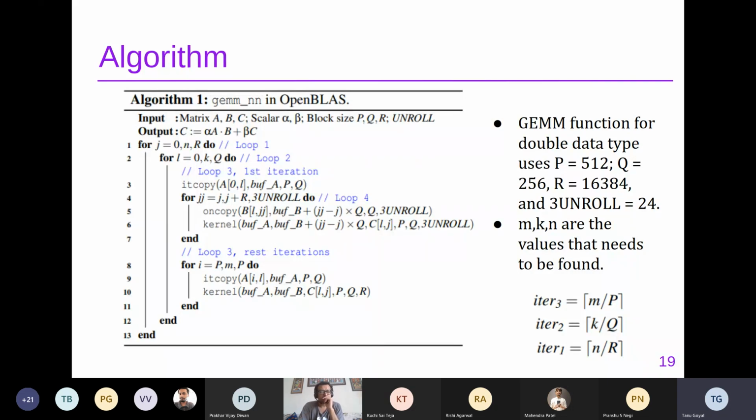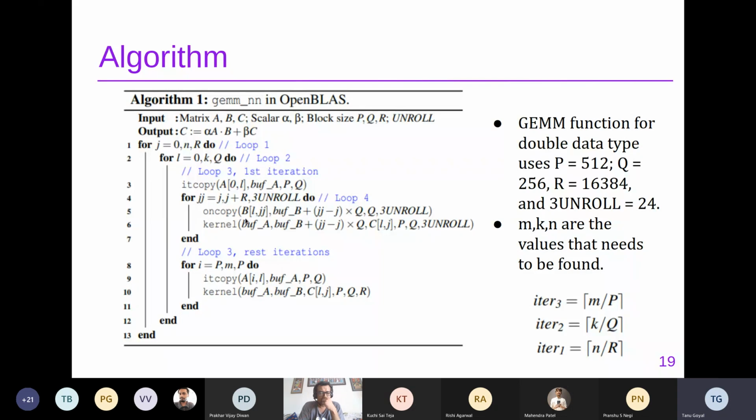So basically the P, Q, R are optimized in such a way that matrix A can be fit into the L2 cache and matrix B can be fit into the L3 cache. Yeah, so this is the overall algorithm of this matrix multiplication process.